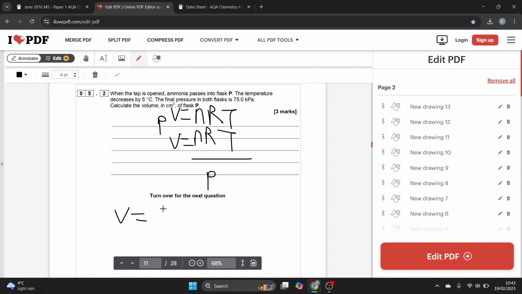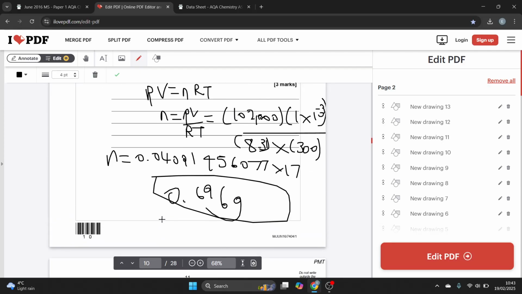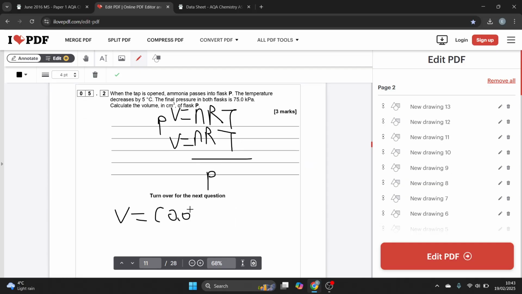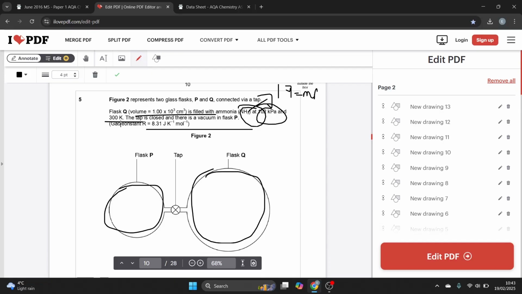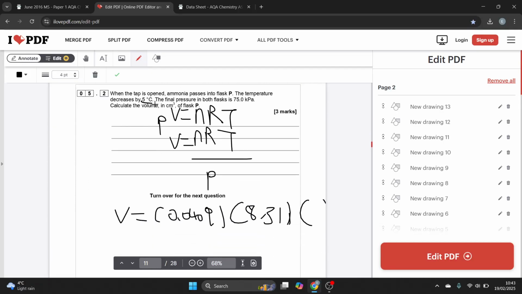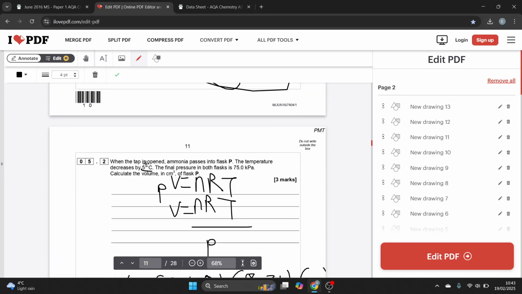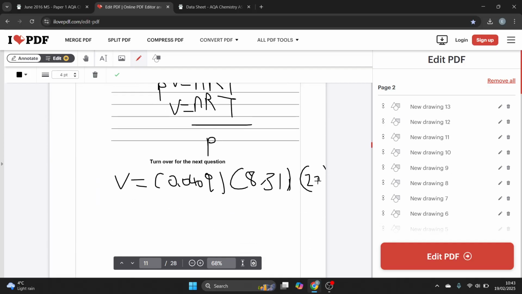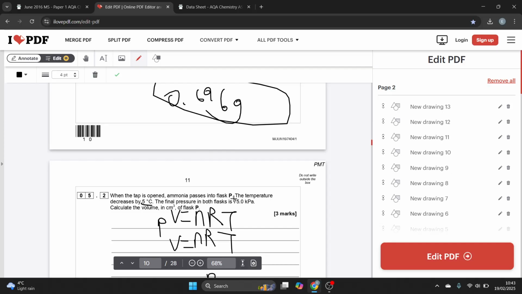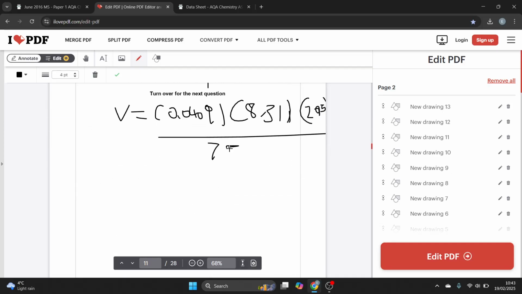So n is the number of moles, which is 0.0409, times 8.31 times the temperature. Now this is a tricky part. It decreases by 5 degrees Celsius. So what's going to happen to the Kelvin? Well, it's just going to be 295 Kelvin. We don't convert this into Kelvin and then subtract that. No, it stays the same. It's just going to be 300 minus 5, which is 295, over the pressure in pascals, where the final pressure in both flasks is 75 kilopascals, 75,000.